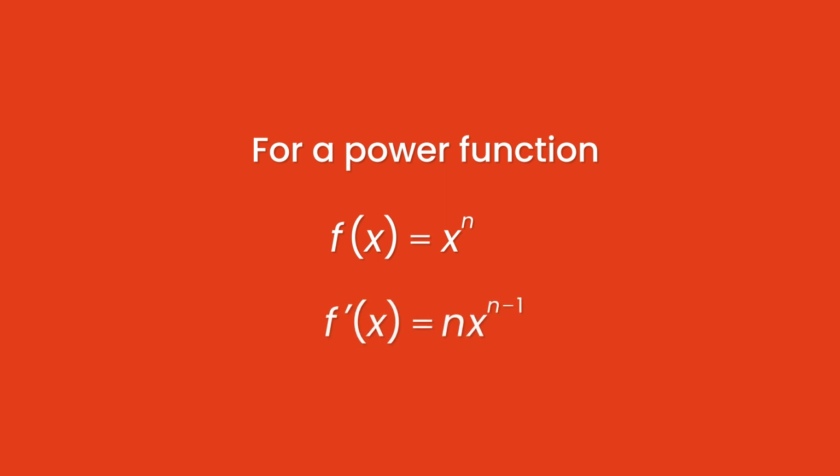For a power function of the form f of x equals x to the nth power, its derivative is f prime of x equals n times x to the power of n minus 1.